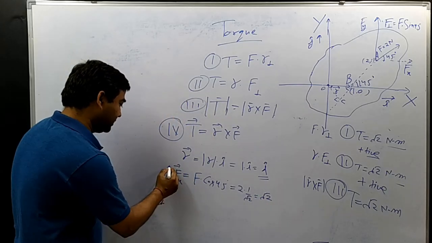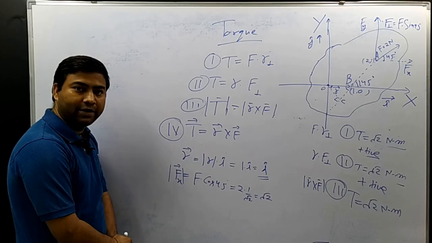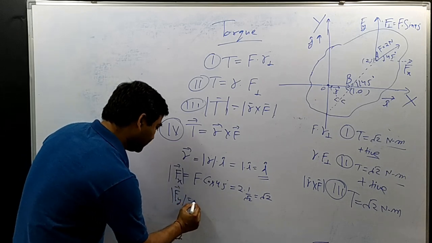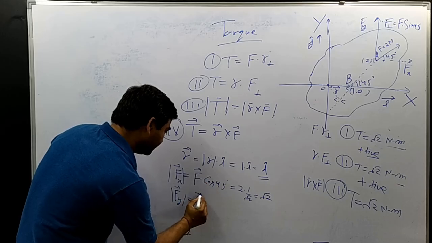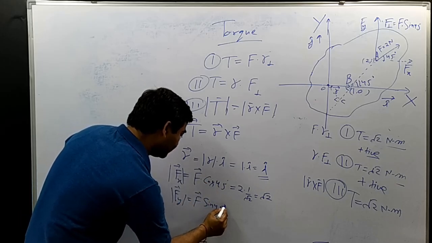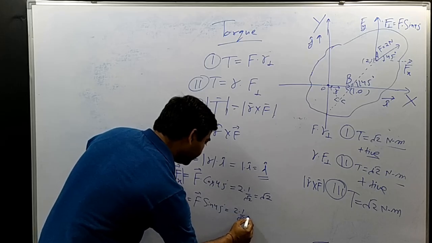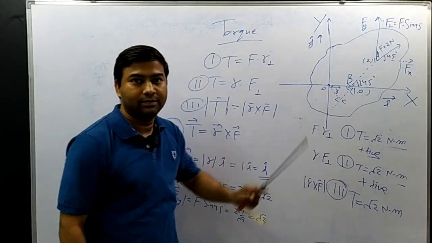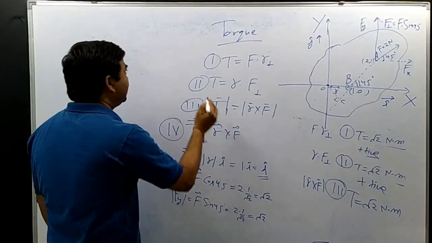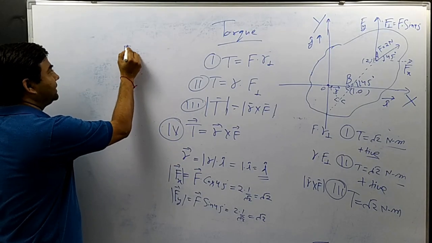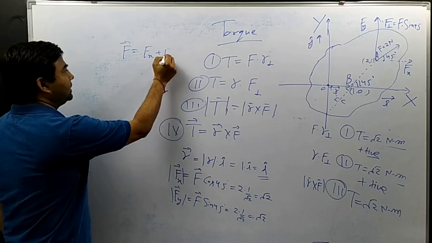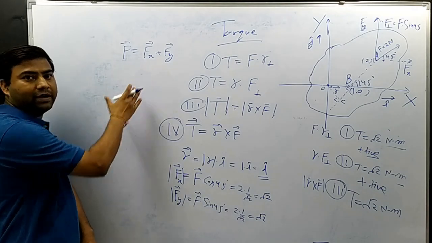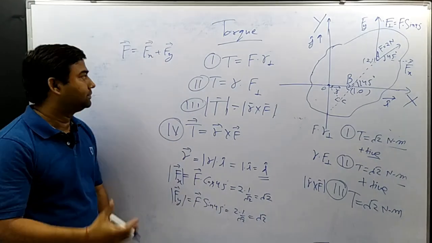Under root 2, that is the modulus of Fx. Similarly, mod of Fy, that is the y component of force, is F into sin 45. That will be the same, which is under root 2. So these Fx and Fy both are under root 2. So we can write vector F as vector Fx plus vector Fy. We can write like this because F is the resultant vector of Fx and Fy.